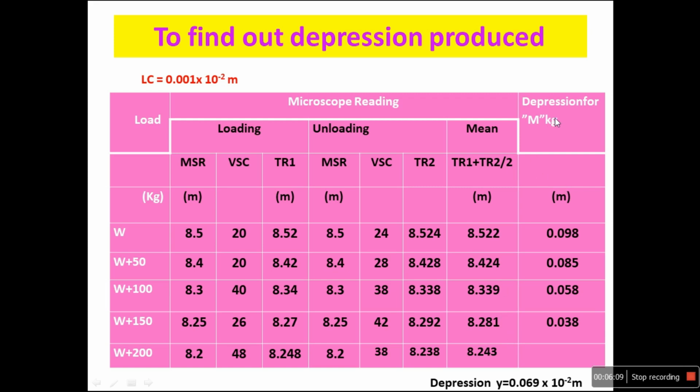Then how to calculate the depression produced? You successively subtract the readings. This reading you subtract, you get this value. Again this reading and this reading you subtract, you get this value. Again these two readings you get this value. So if you have 5 readings here, you get only 4 readings here, right? Since we subtract successively, we get only 4 readings. Take the average of these 4, which gives the depression produced, y is equal to 0.069 into 10 power minus 2 meters. The first part is over.